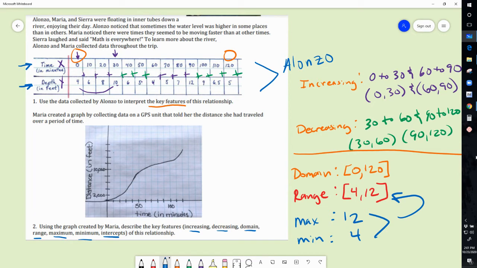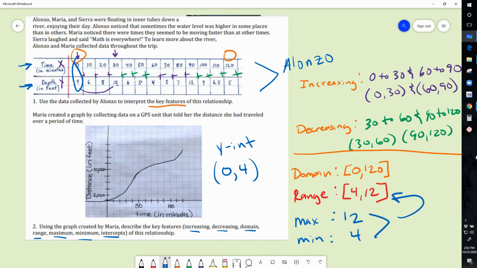All right, x and y intercepts. Okay, if you have an x-intercept, you have a y value of 0. I don't see any y values of 0, but I do see an x value of 0. It's at 0, 4. So this is a y-intercept. Okay, so at 0, 4, right there, you have a y-intercept.